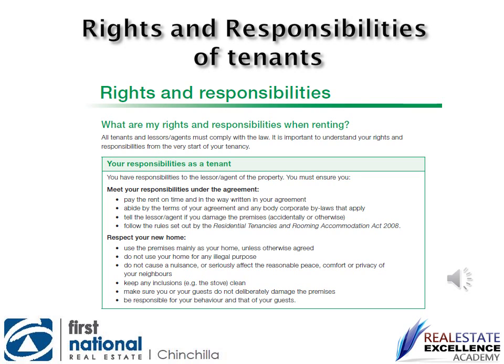You're required not to cause a nuisance or seriously affect the reasonable peace, comfort or privacy of your neighbours. You're further required to keep any inclusions clean, for example, the stove. You're also required to make sure that you and your guests do not deliberately damage the property, and of course you are responsible for your behaviour and that of your guests.